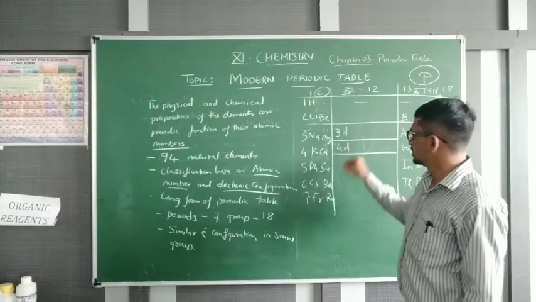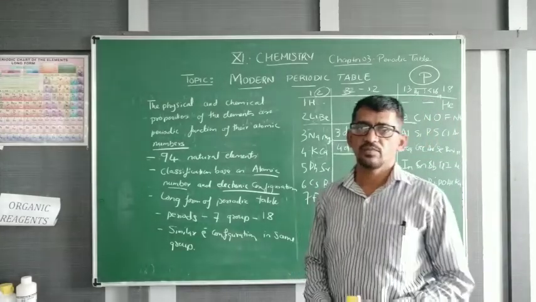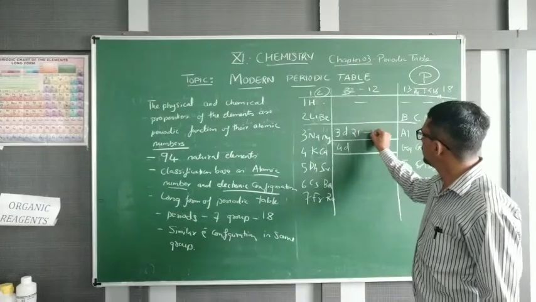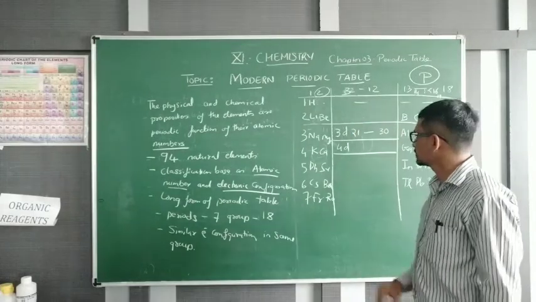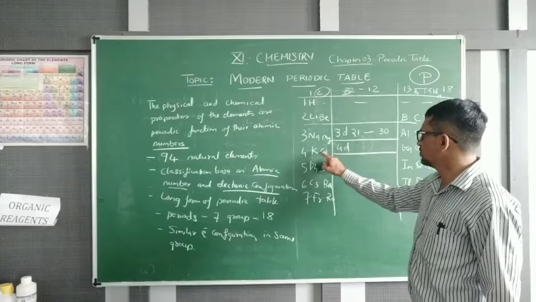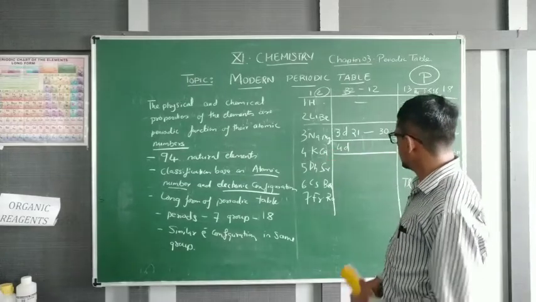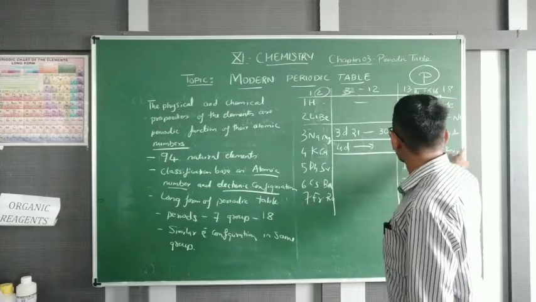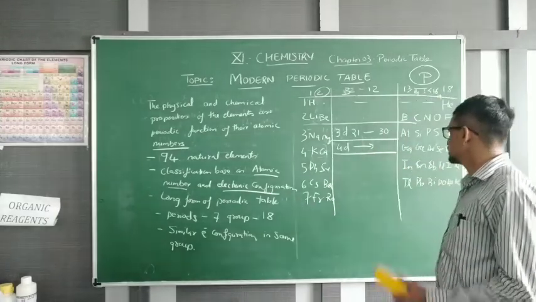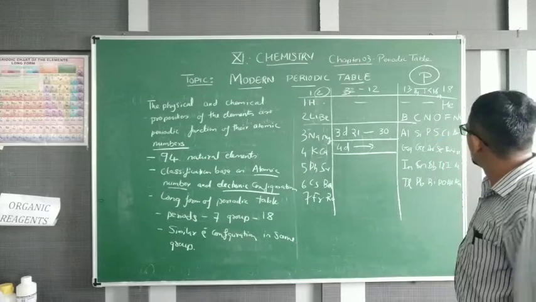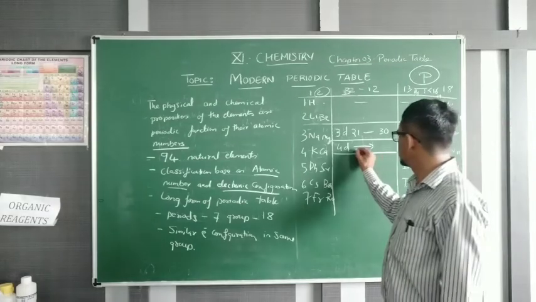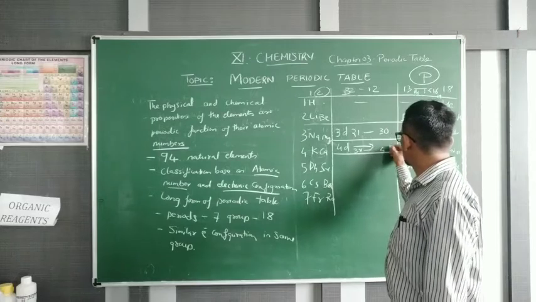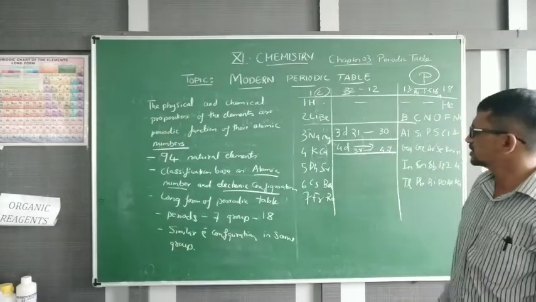3d and 4d transition elements. Transition elements start here from 21 to 30. And here it starts from 4d, so it is here onwards. Up to here it is 30, 36, 38 to 47. So these elements are there.